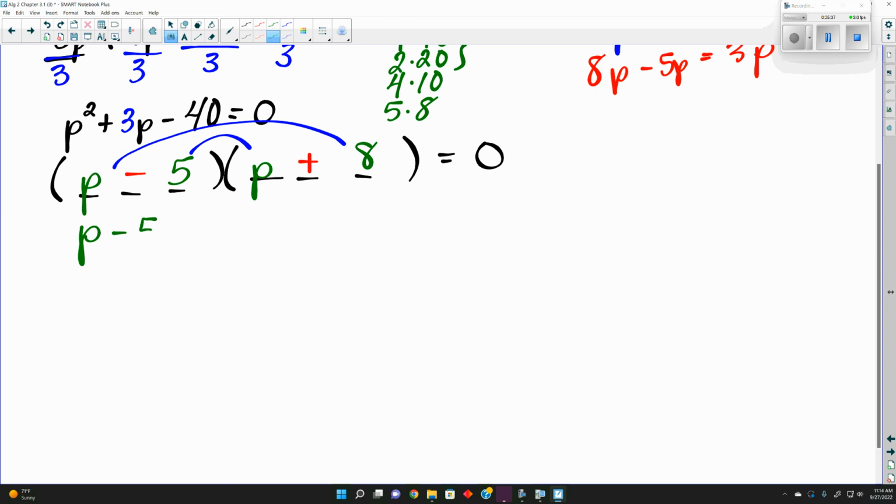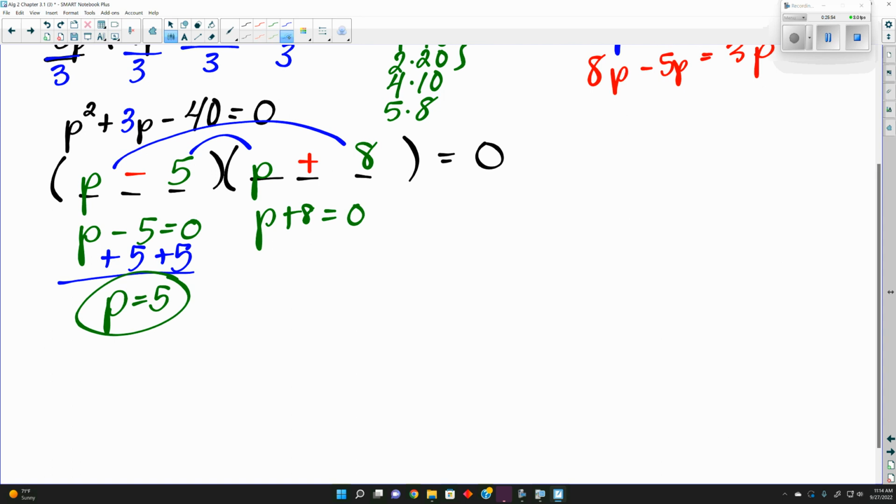Now we can solve this here. 5 minus p is 0, and p plus 8 is 0. So here we can add 5 to both sides, telling us p is equal to 5. And for the other one, we can subtract 8 from both sides, telling us p is equal to negative 8.